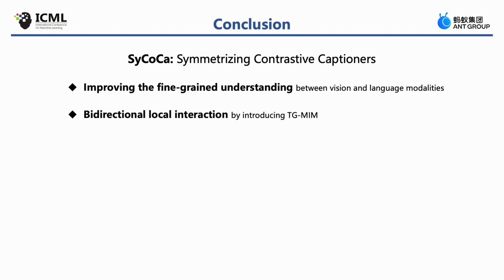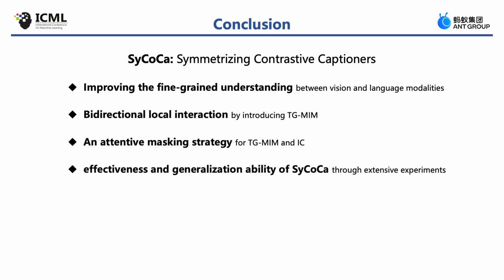Additionally, we propose a new attentive masking approach for TGMIM and image captioning, which selectively masks image patches that have strong correlations with the text caption to enhance the cross-modal interaction and significantly improve the overall performance. Through extensive experiments on 5 vision language tasks, we demonstrate the effectiveness and generalization ability of our SyCoCa.